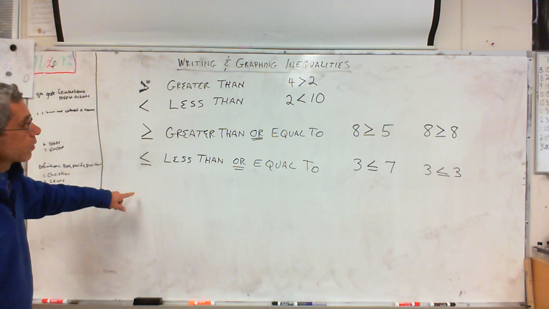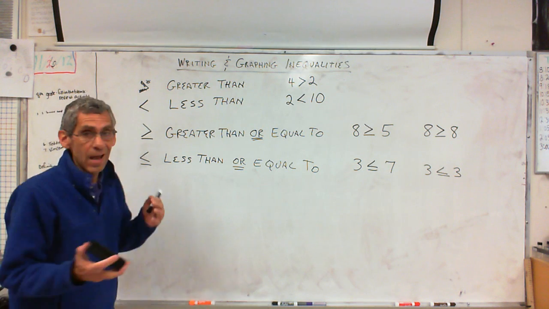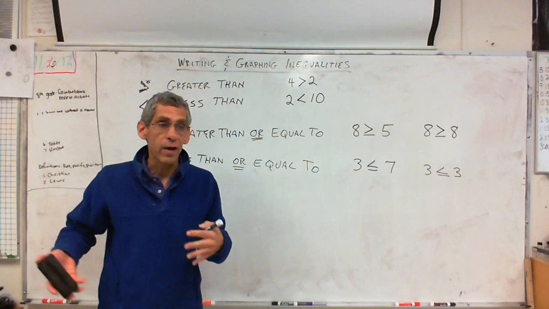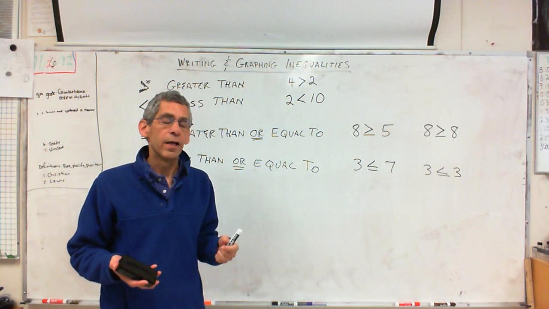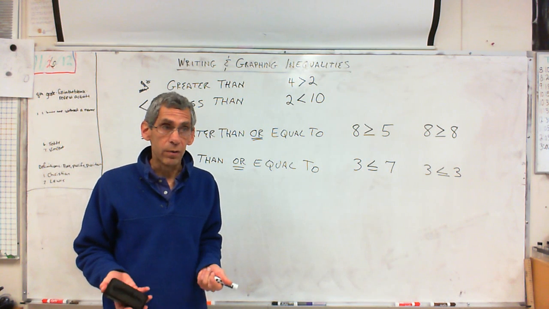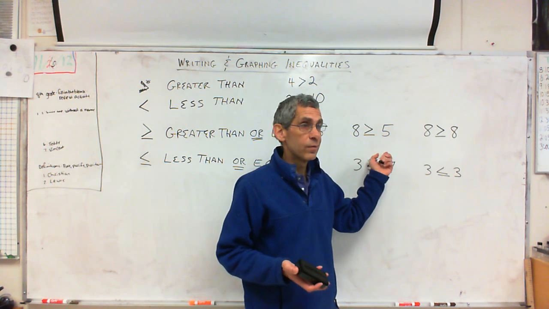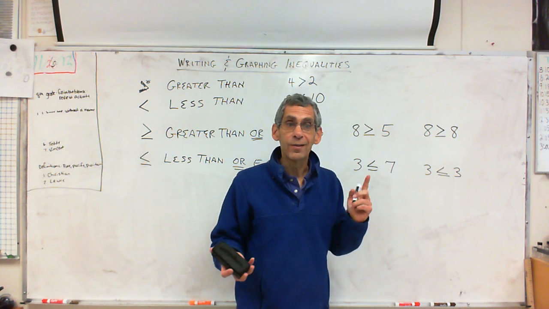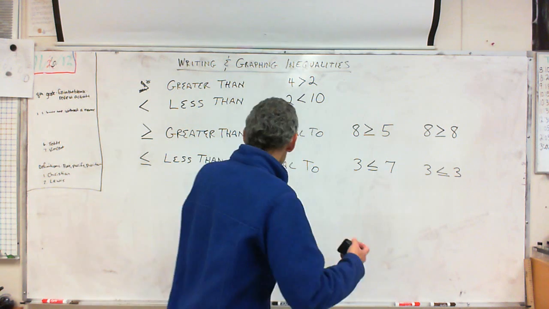Okay, so has everybody got that down? Can I erase that? Because now what we're going to talk about is how to graph them. How to graph an inequality with a variable. Instead of saying 8 is greater than or equal to 5, it's going to say x is greater than or equal to 5, or something like that. So we're going to try that.